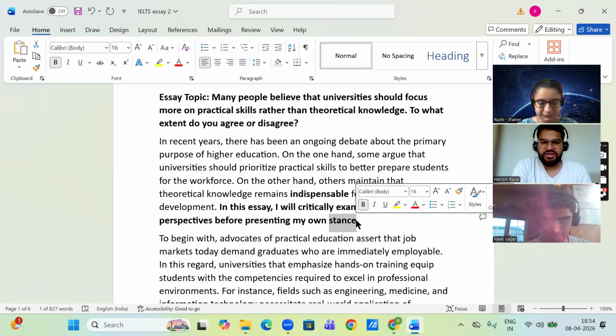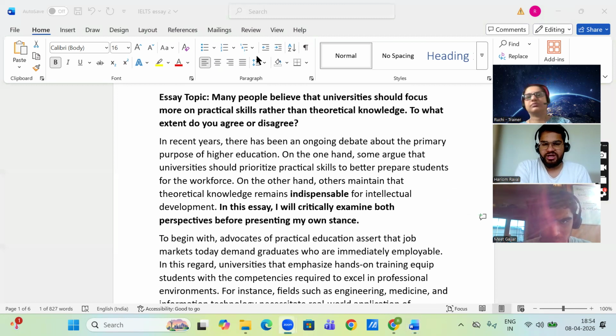In recent years, there has been an ongoing debate about the primary purpose of higher education. On the one hand, some argue that universities should prioritize practical skills to better prepare students for the workforce. On the other hand, others maintain that theoretical knowledge remains indispensable for intellectual development. In this essay, I will critically examine both perspectives before presenting my own stance.